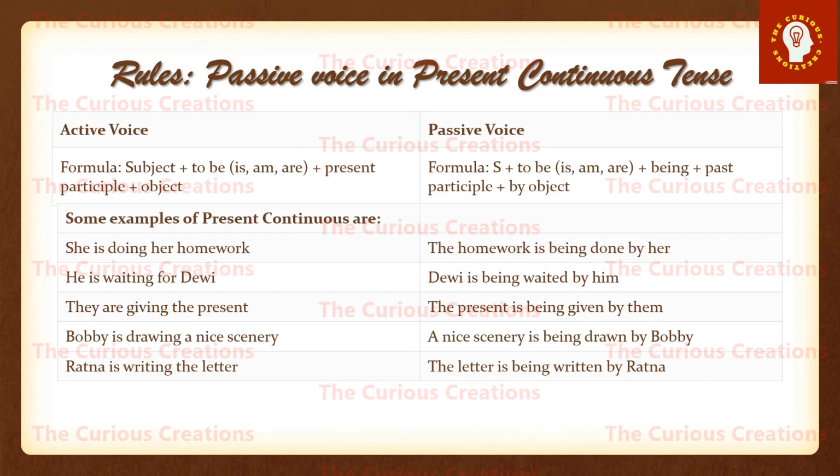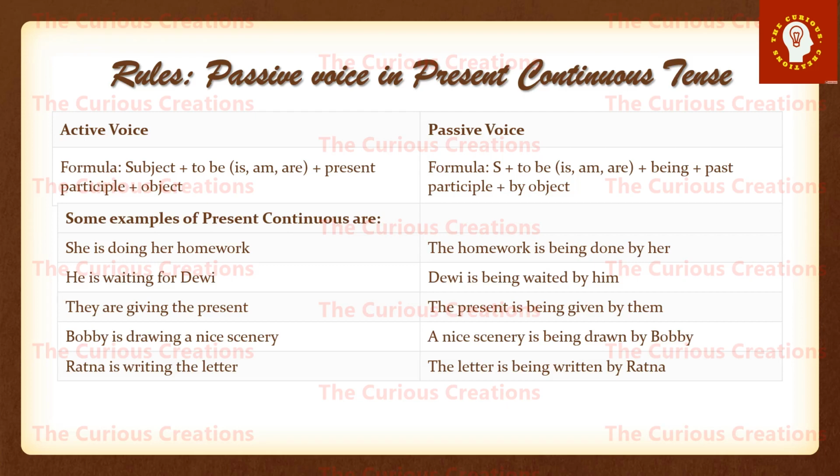Now, let us move to the second part, the present continuous tense. The general format or syntax in active voice of the present continuous tense is subject plus is or are plus present participle plus object. For example, I am making a presentation. Now the general format changes to subject plus is or are plus being plus past participle plus object, in passive voice. So, the sentence in passive voice is: a presentation is being made by me.